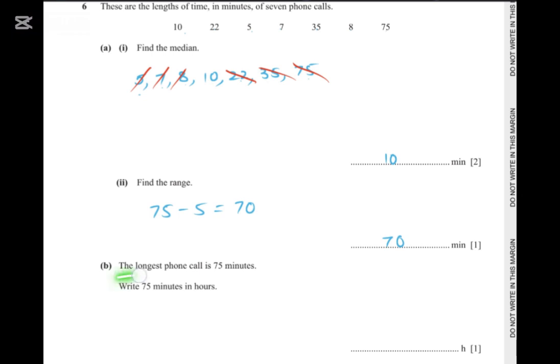Question B. The longest phone call is 75 minutes. Write 75 minutes in hours. 75 minutes, you can split into 60 minutes plus 15 minutes. Now 60 minutes is 1 hour and 15 minutes is 1/4 hour. So it is 1 1/4 hours.